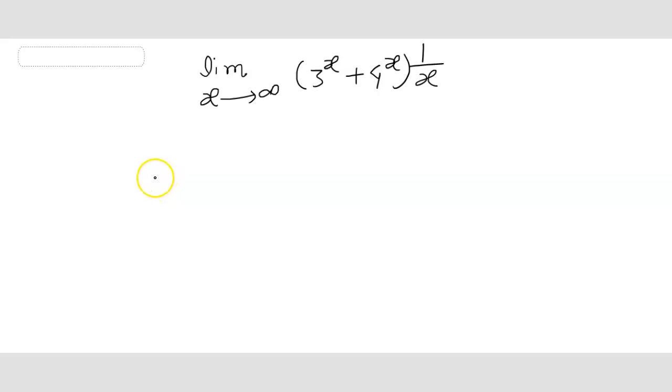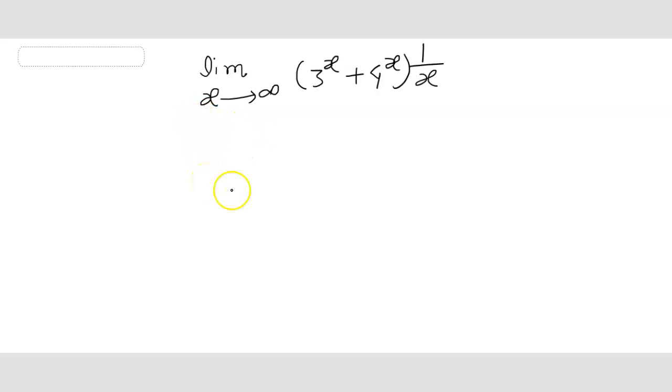As you can see, I have already written the problem on the screen. So now I would like to request you to pause the video, give yourself a chance, and then come back to see the solution. Now let's begin with how we can solve this kind of limit problem.